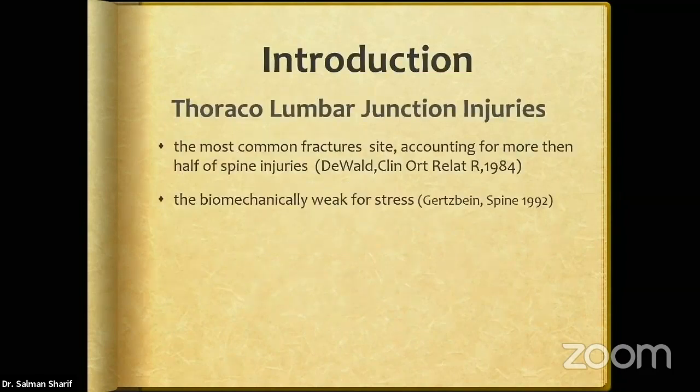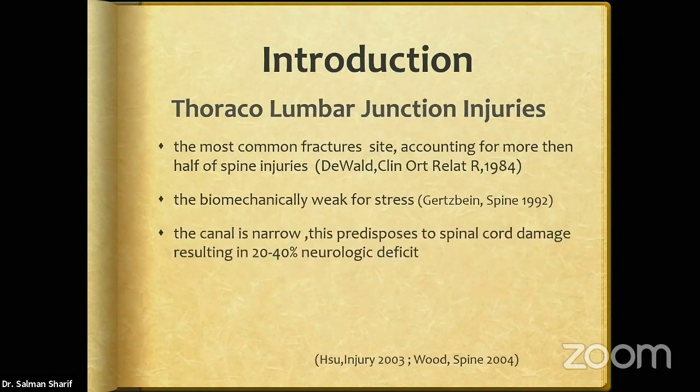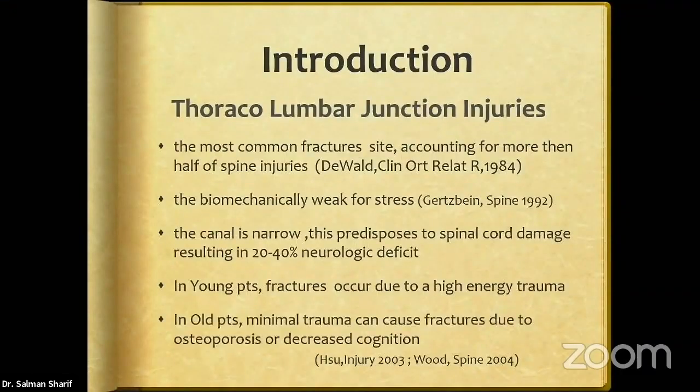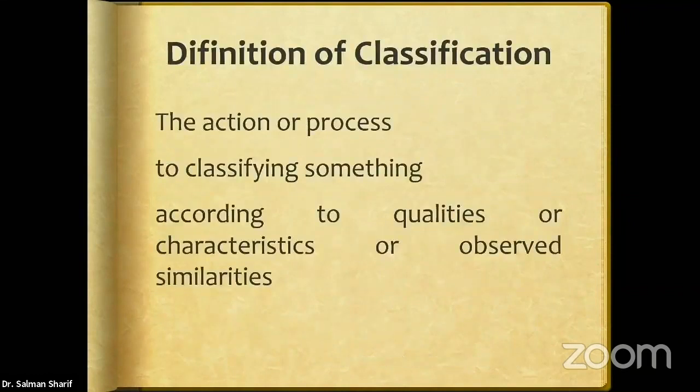The most common fracture site, according to more than half of spine injuries, is biomechanically weak for stress. The canal is narrow, which predisposes to spinal cord damage, resulting in 20 to 40% neurological deficit. In young patients, fractures occur due to high energy trauma. In old patients, minimal trauma can cause fractures due to osteoporosis and decreased cognition.